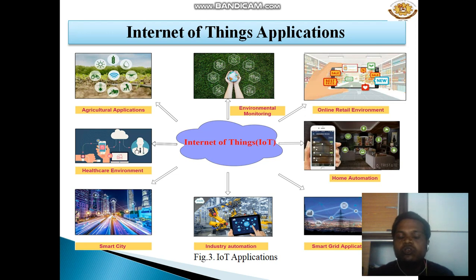So what are the various applications of Internet of Things? Likewise, agricultural applications, environmental monitoring, online retail monitoring, home automation, smart grid applications, industry applications, smart city applications, and the healthcare environment. One of the hot topics of Internet of Things is healthcare, called the Internet of Medical Things.